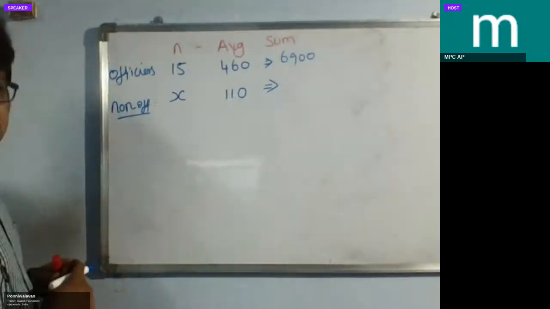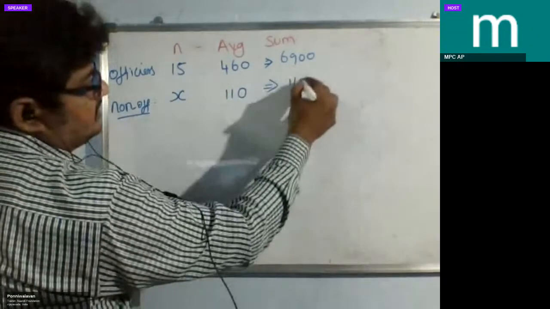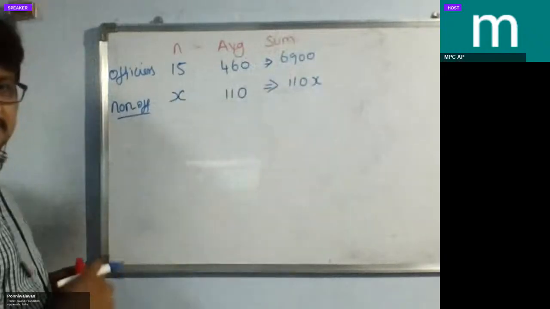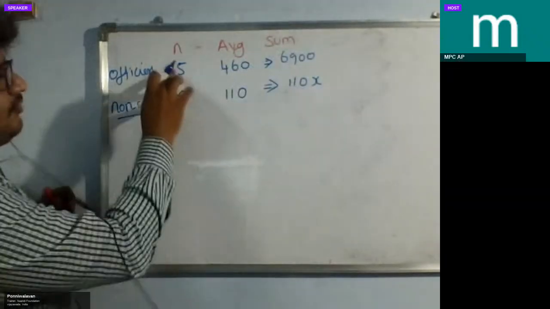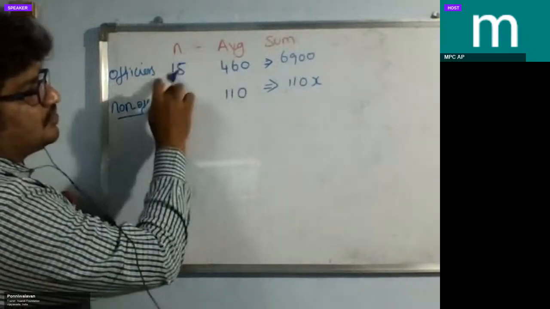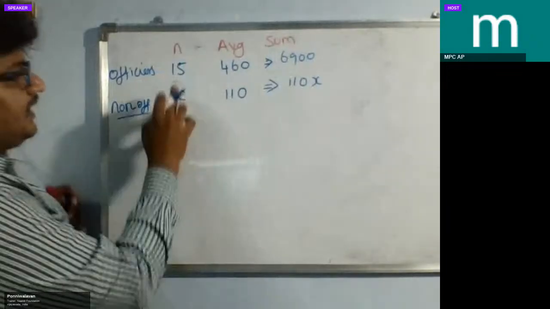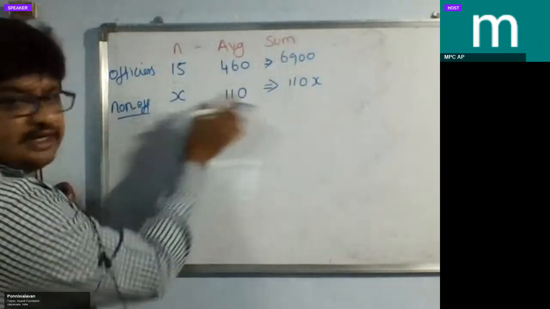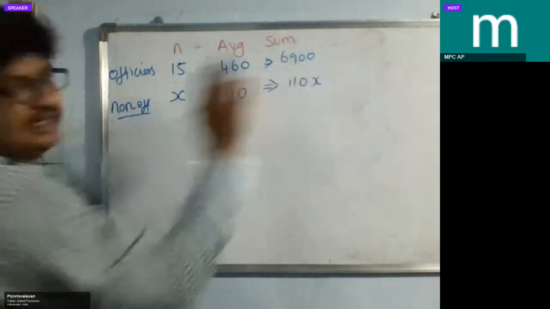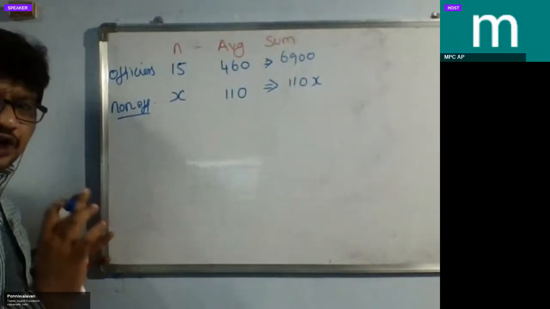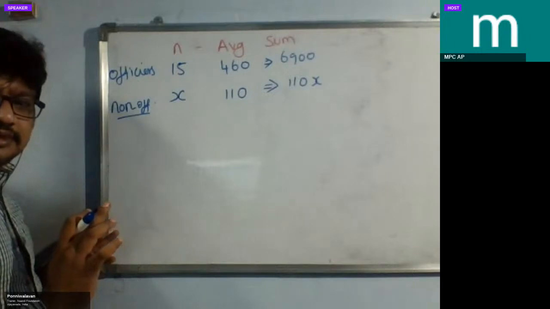What is the sum then? 110 into X, 110X. Clear? 15 members, average is 460, so 15 into 460, 6,900. X members, average is 110, so if you multiply, it is 110X. Correct?